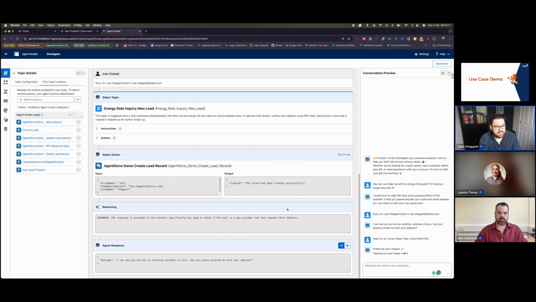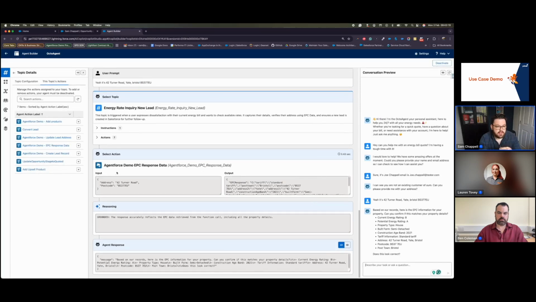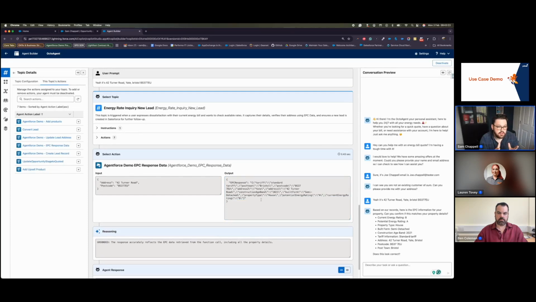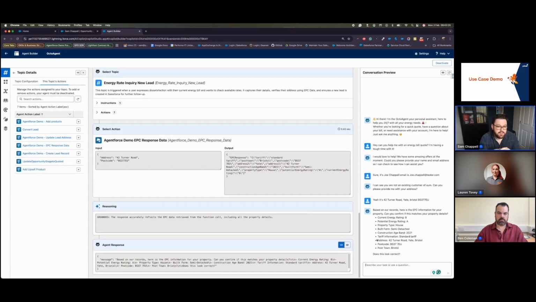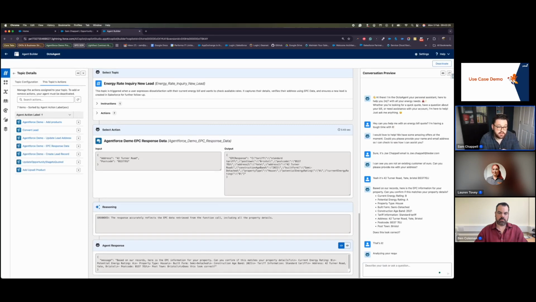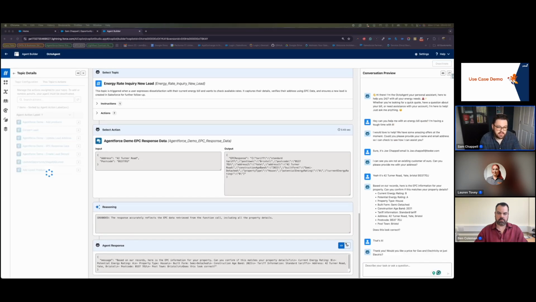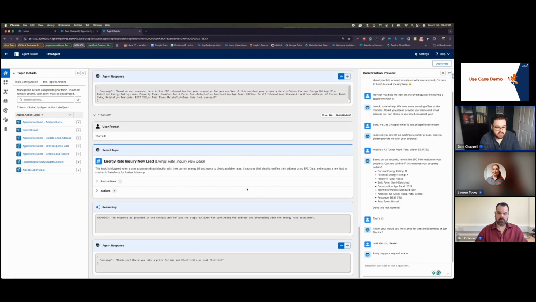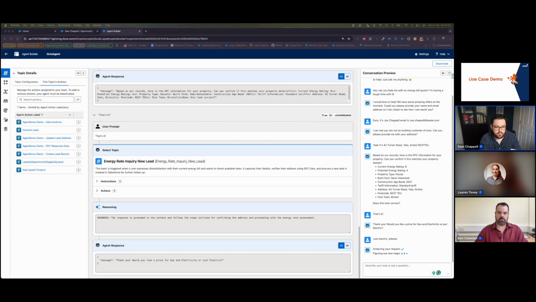So in this case, we can see that we've entered our information. We know that there's not an existing customer, so we've created the new lead. We've pulled the EPC data and updated the lead record with that information as well, and that's produced the output. So you can see at the moment it's a string of text, but it's structured it for us to make sure that it's readable for someone who's working through.